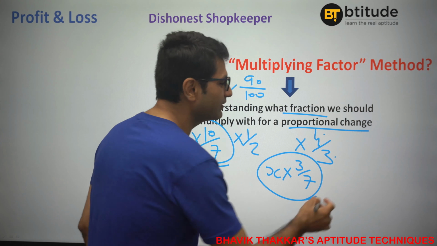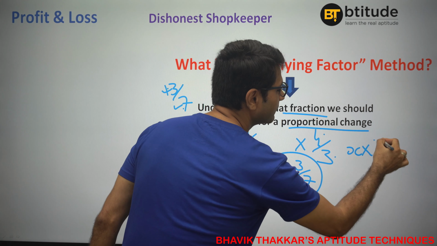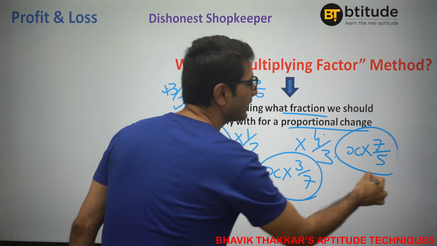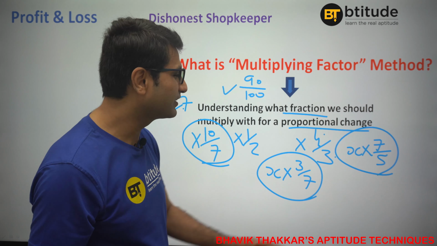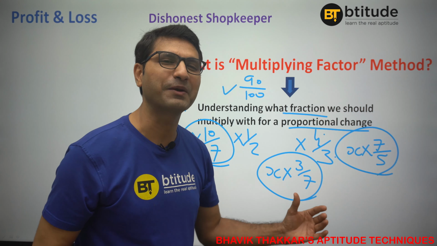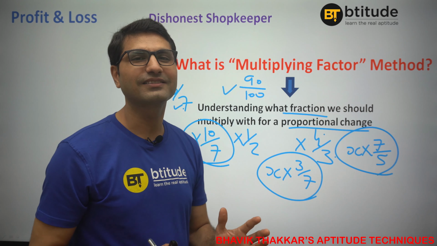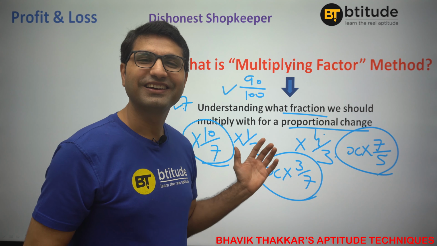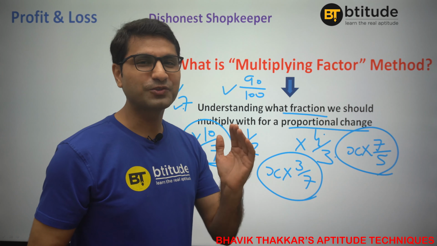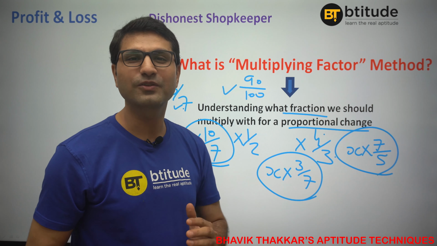Or in other words, if I say my number is getting multiplied by 7/5, it is increasing or decreasing? Increasing, because this is more than 1. How much more? 2/5 more. So my number is increasing 2/5 more. So if you can understand these things, that's about it. You don't need any other knowledge to solve the questions related to dishonest seller.